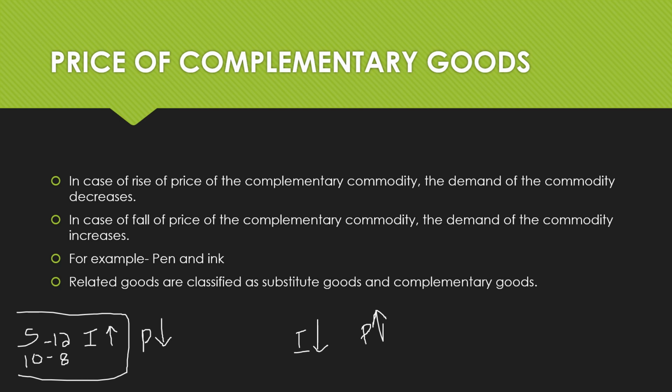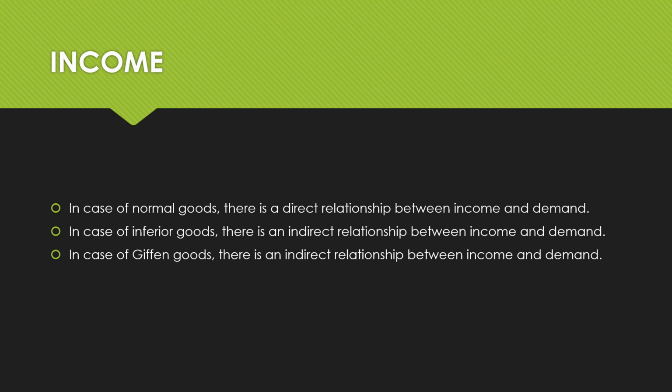The next determinant of demand is income, and we'll be studying the income effect with respect to normal goods, inferior goods, and Giffen goods.